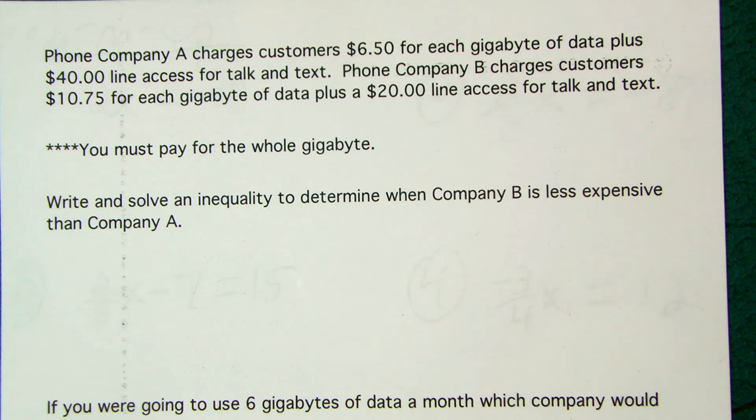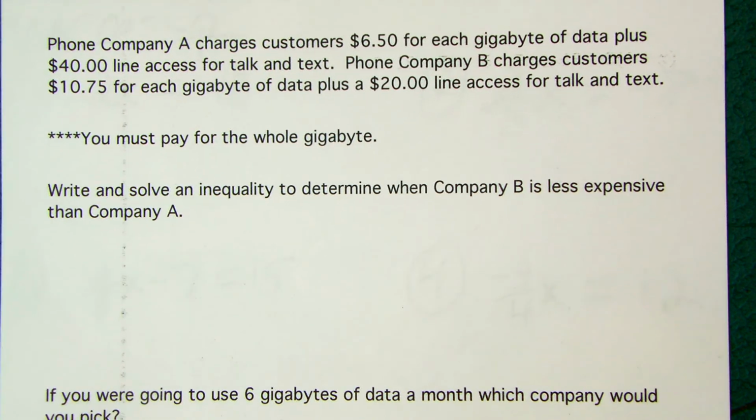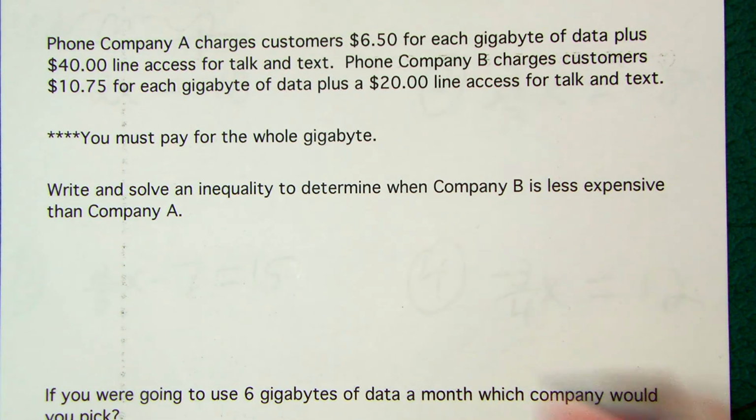If you ever look at cell phone plans right now, it's usually always unlimited talk and text. The biggest variable in what you're going to pay for your plan is how much data you're going to use. Are you going to pay per gigabyte, or are you going to do unlimited, stuff like that. So we want to write and solve an inequality to determine when B is less expensive than A.